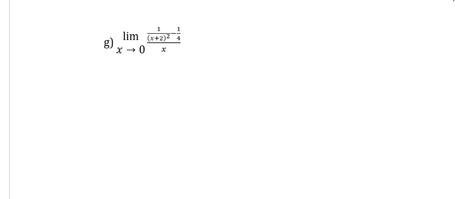Limit as x approaches 0 of 1 over x plus 2 all squared minus 1/4. That's a little small. You can't see it very well. So mentally sub in. The denominator is obviously 0. What if I sub 0 into the numerator? So 0 plus 2, I'm looking at this part right here. 0 plus 2 is 2. Squared is 4. 1 over 4 minus 1 over 4. That's all 0. So again, 0 over 0. Indeterminate. So we need to do something.